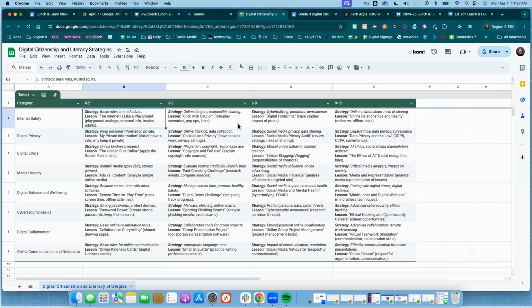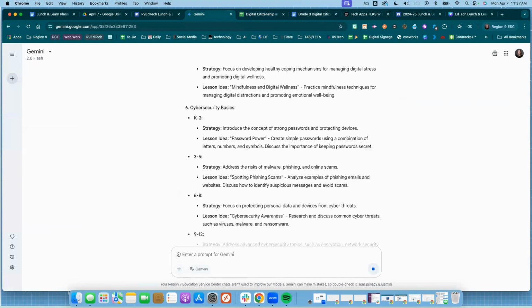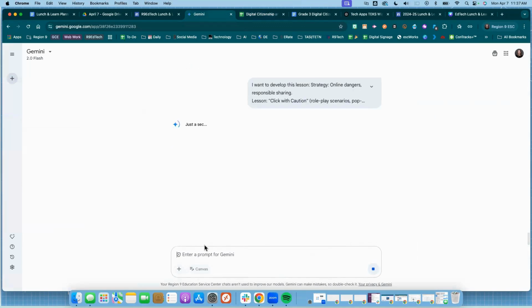So if you wanted to talk about, say, this digital footprints idea, or, I don't know, click with caution, you could probably plug this into another AI tool or the same one, Gemini, and say, "Okay, I want to develop this lesson," and see what it would come up with. I love using AI to help me plan these things through. And so it's pulling from the chart I had.